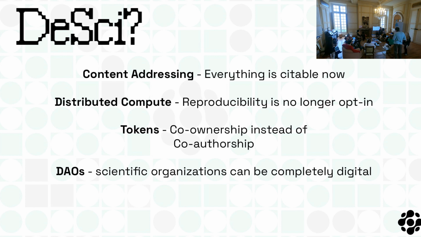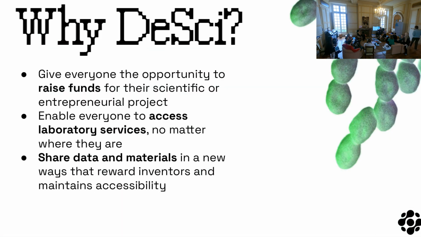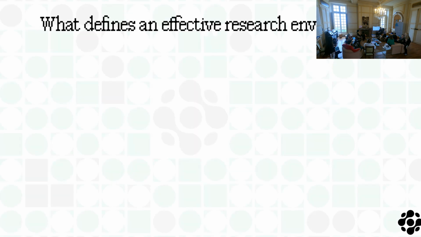We have tokens, so instead of co-authorship, we can have co-ownership. And we have DAOs that basically result as a consequence of these tokens, where a DAO is a decentralized autonomous organization and actually lets the owners of these tokens then collaborate and define certain directions of the organization. And obviously, the high-level ideal of it all is that we want to give everyone the ability to raise funds for a scientific project. We want to give everybody access to laboratory researchers to do the thing, and then be able to share data in new economic ways that are both making available to the rest of humanity while also respecting the value that was created by the individual scientists or the team of scientists.